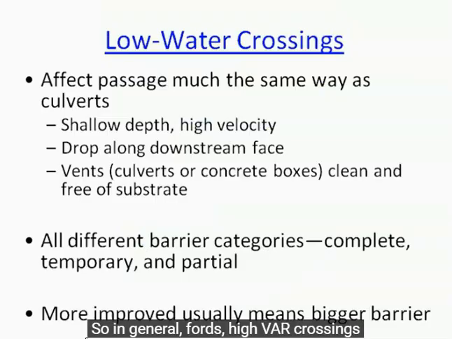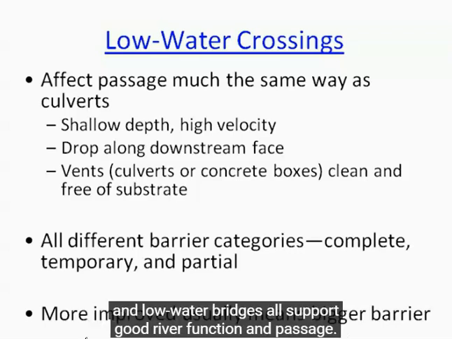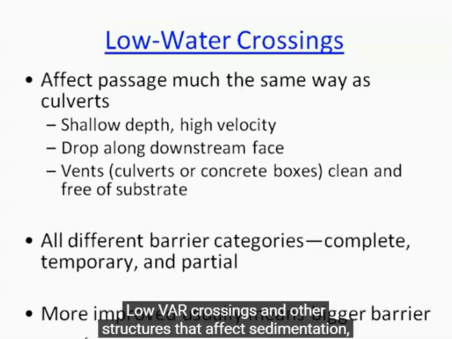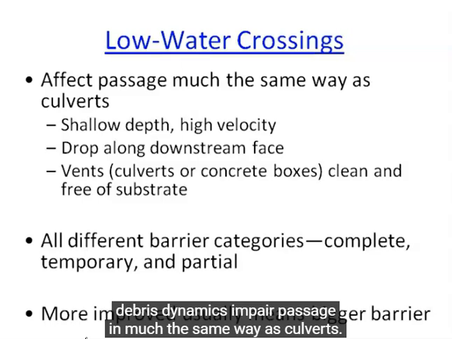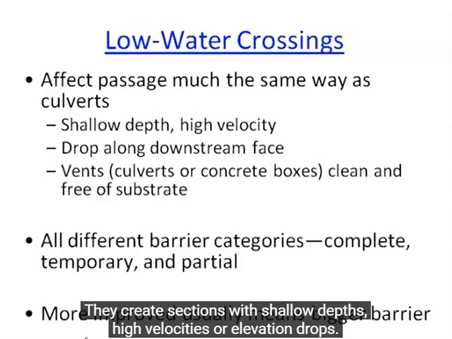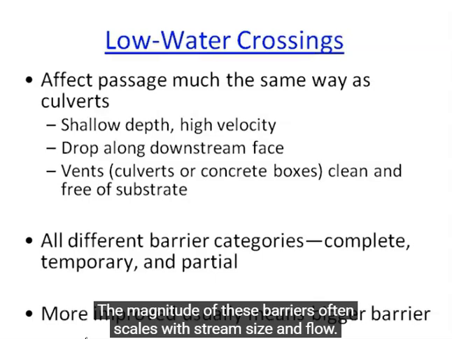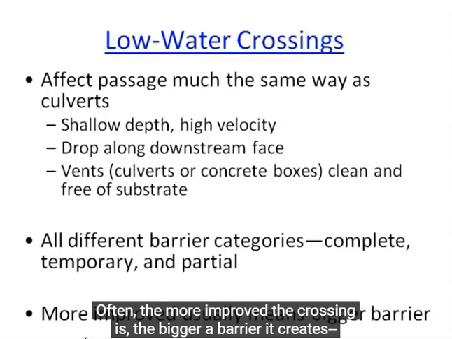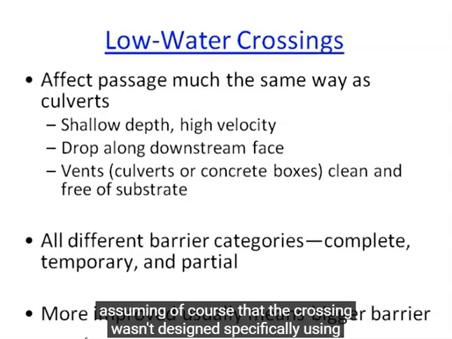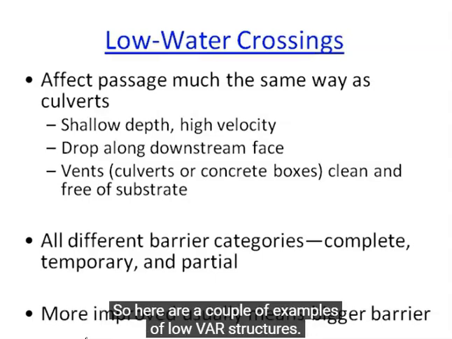So in general, fords, high VAR crossings, and low water bridges all support good river function and passage. Low VAR crossings and other structures that affect sedimentation and debris dynamics impair passage in much the same way as a culvert does. They create sections with shallow depths, high velocities, or elevation drops. The magnitude of these barriers often scales with stream size and flow. Often, the more improved a crossing is, the bigger a barrier it creates, assuming, of course, that the crossing wasn't designed specifically using passage considerations.